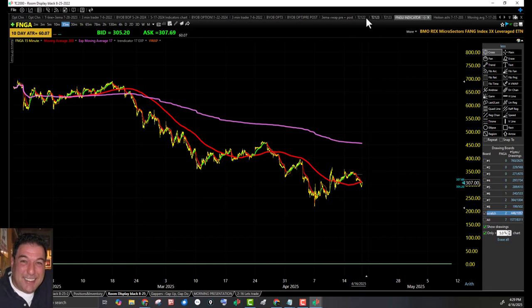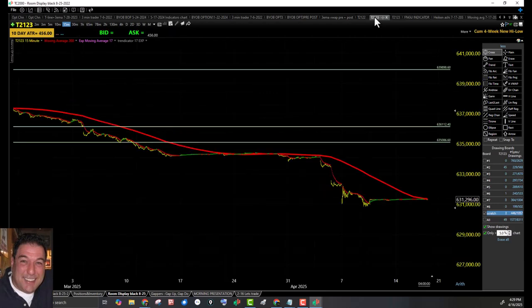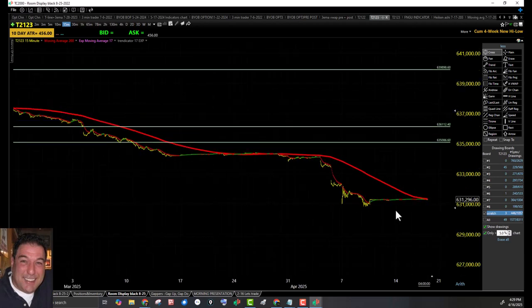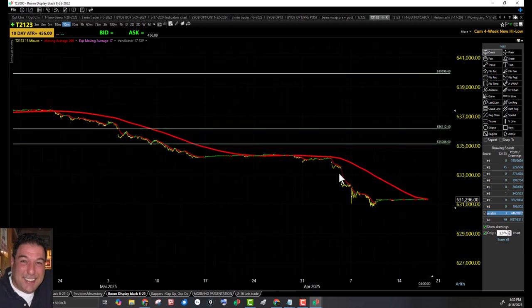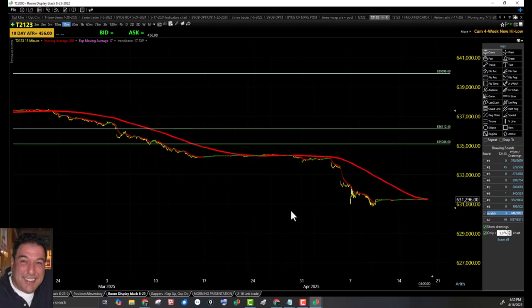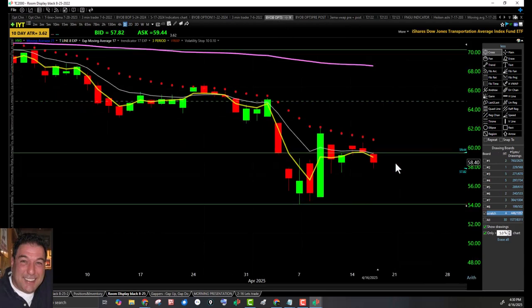It's not working. We need T2123 on our side. It is in a flat line. It's not making any higher highs. Nothing is working right now. And it actually looks like if we linger in this state for too much longer, we may see another wave down. I don't want to be the doom and gloom guy, but I don't want you unprepared. So there's T2123. Back to the charts.